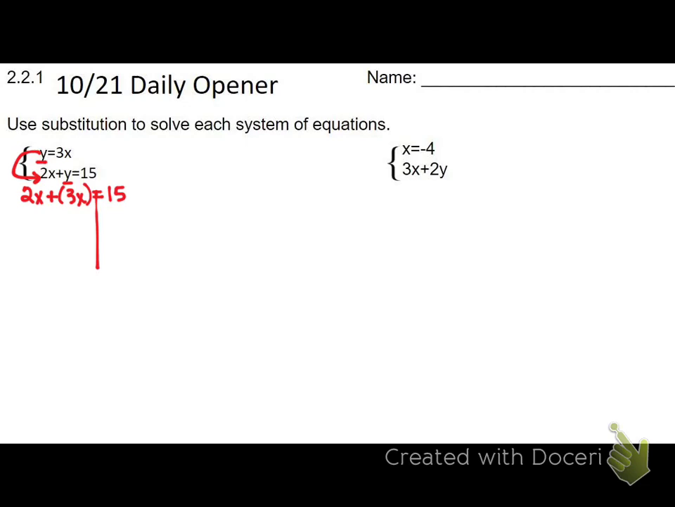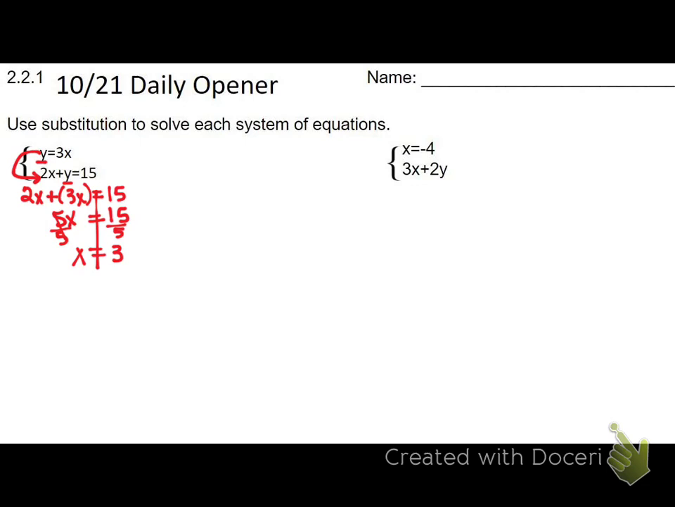2x plus 3x equals, so then I have 5x equals 15. Get the x by itself by, not minus 5, divide by 5. So then x is going to equal 3. Okay, so I have the first part of my solution. Now remember, a solution is an ordered pair, an x and a y value. So I know what x equals. Now I need to determine what y equals.